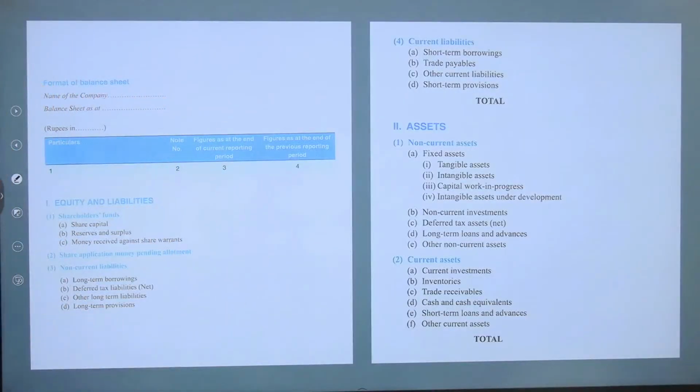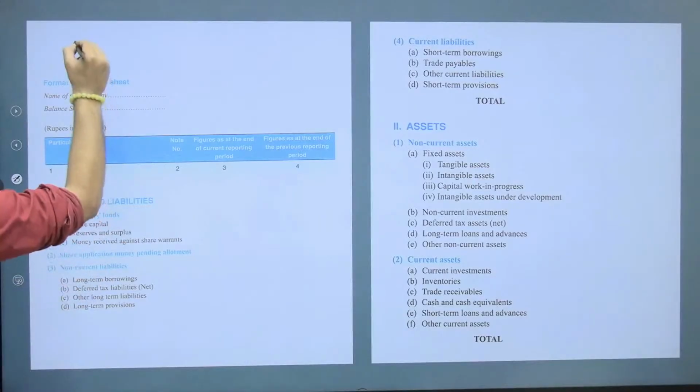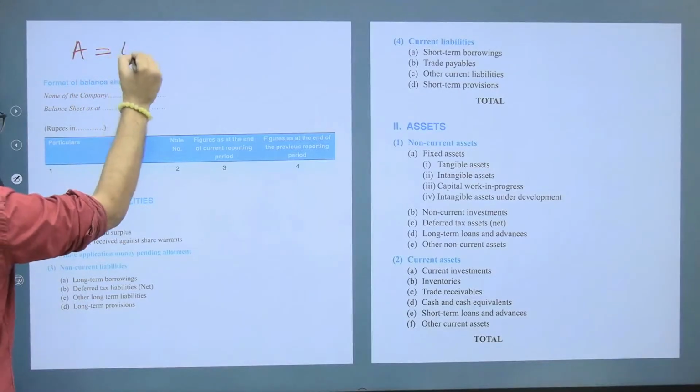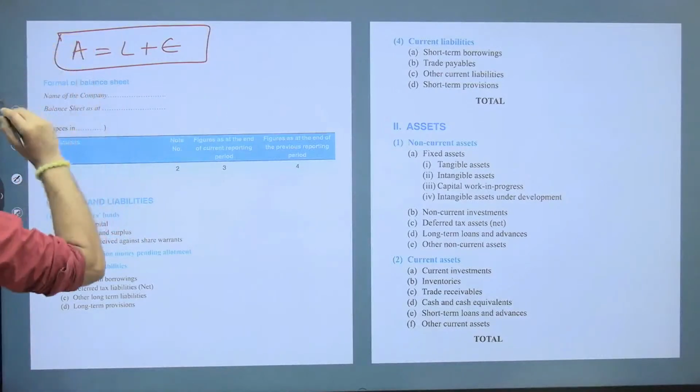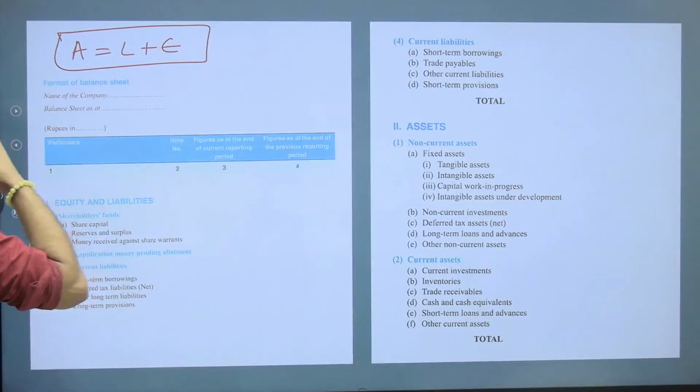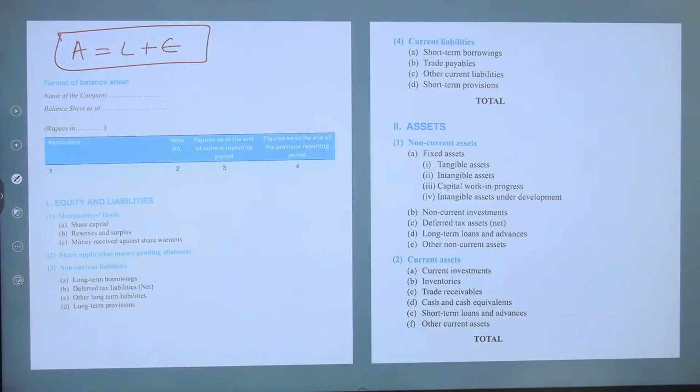When it comes to the balance sheet, what was the equation? Assets equal liabilities plus owner's equity. So this is the equation. Why this equation, and why is it equal? Why are assets equal to liabilities plus equity and others? Sources of funds, application of funds, which we have discussed earlier.